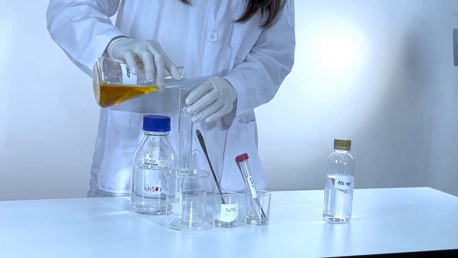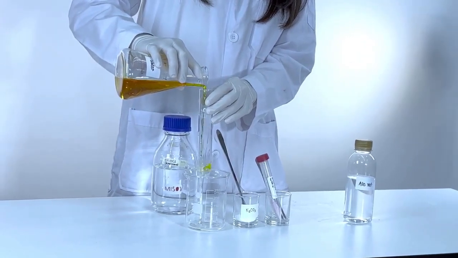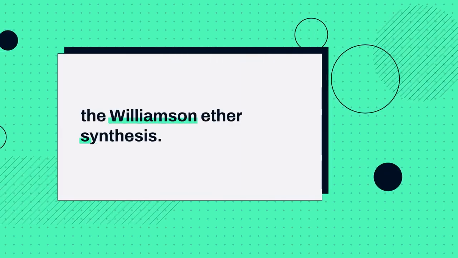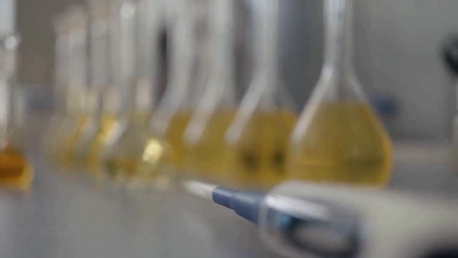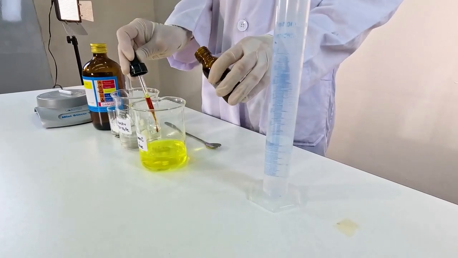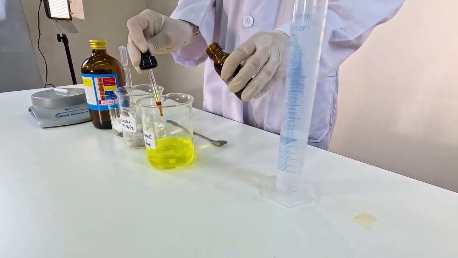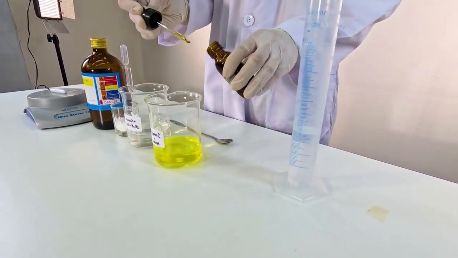This is the key step in one of the most classic reactions where you'll see potassium carbonate, the Williamson ether synthesis. In this reaction, you mix a phenol, potassium carbonate, and an alkyl halide like methyl iodide. The K2CO3 first makes the phenoxide, which then attacks the methyl iodide to form an ether.